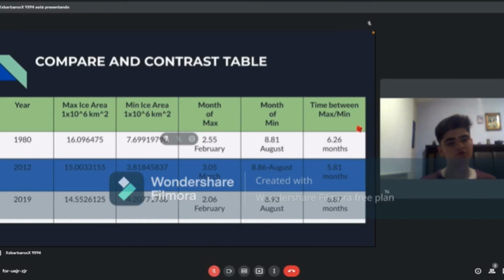And the time between the max and min was in 1980 of 6.26, in 2012 of 6.81, and in 2019 of 6.87. Now, the largest area of melting ice was in 2012 with 11.18 kilometers squared, and then the smallest was in 1980 with 8.39 kilometers squared.